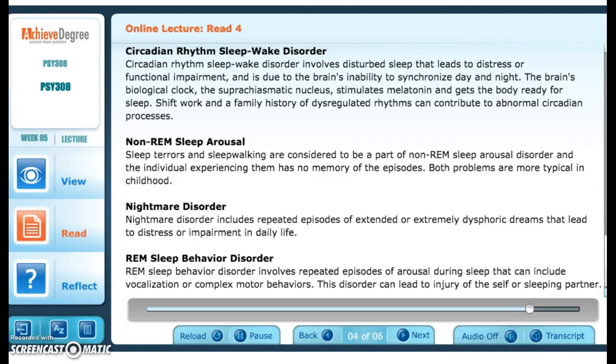Nightmare disorder. Nightmare disorder includes repeated episodes of extended or extremely dysphoric dreams that lead to distress or impairment in daily life. REM sleep behavior disorder involves repeated episodes of arousal during sleep that can include vocalization or complex motor behaviors. This disorder can lead to injury of the self or sleeping partner.